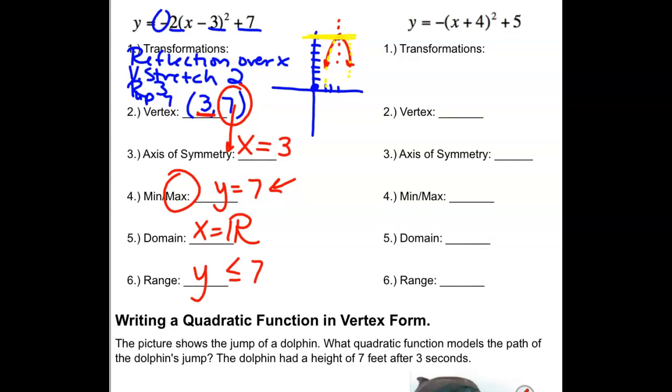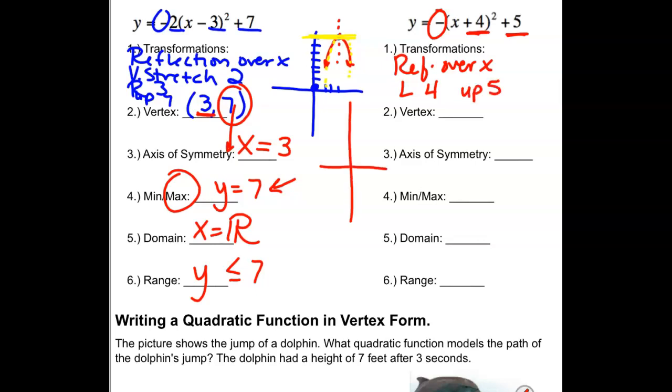All right, our next example. Again, there is a reflection. We don't have any kind of stretch or compression on this one, but we are moving it left 4 and then up 5. So my vertex is going to shift left 4 and up 5. My coordinates then would be -4, +5.